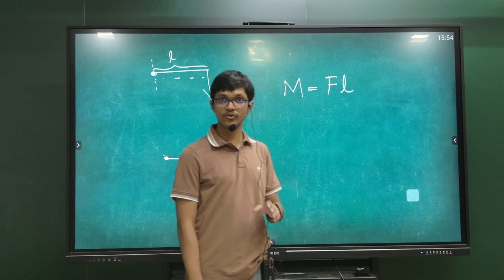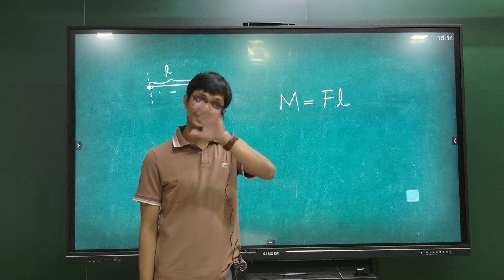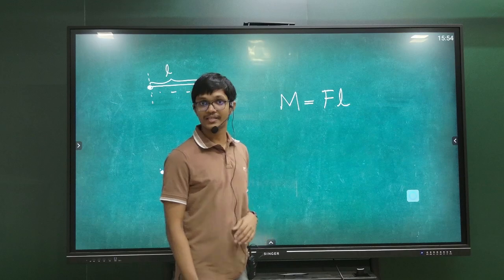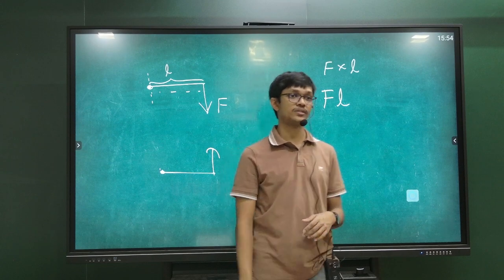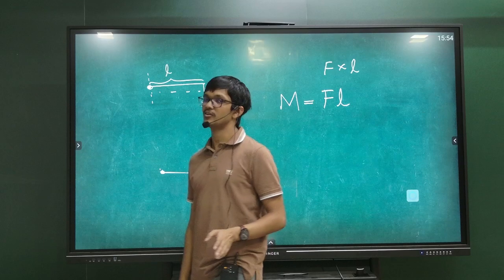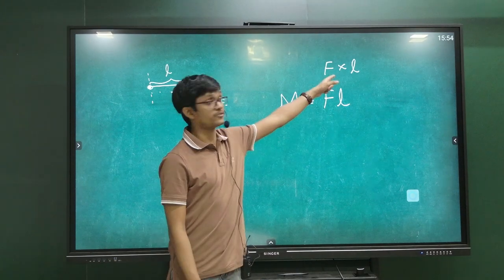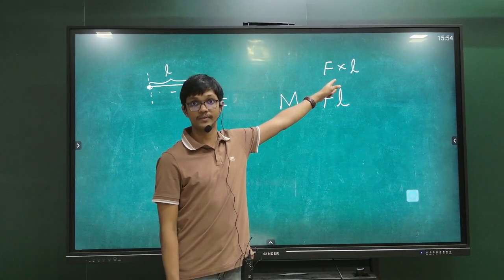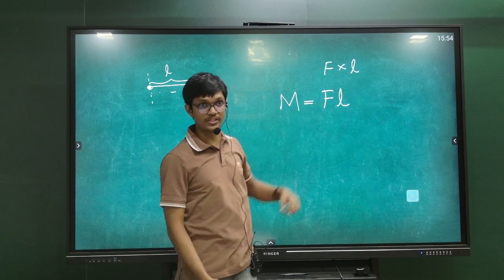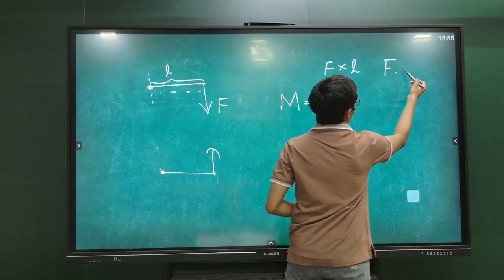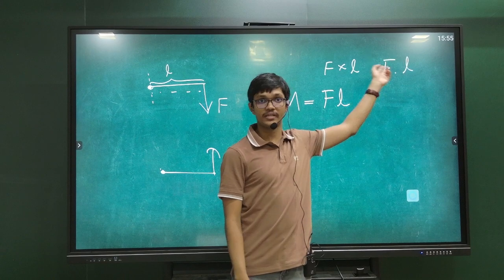So for maths people, if you are writing moment in a maths paper, you can't write it just like this. It should be a cross product. Here we only think about the magnitude in physics, so writing it like this is enough. But in a maths paper, you have to mark this cross. Because as you know, this thing and this thing are two separate physical quantities, right?